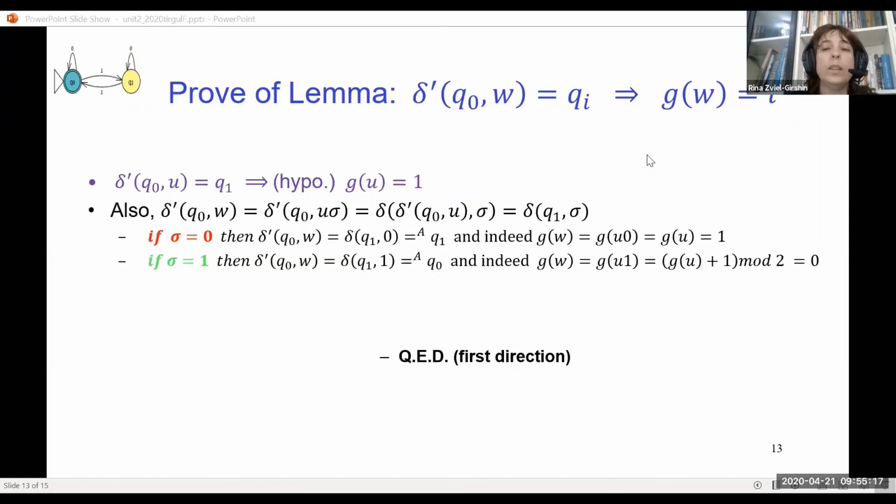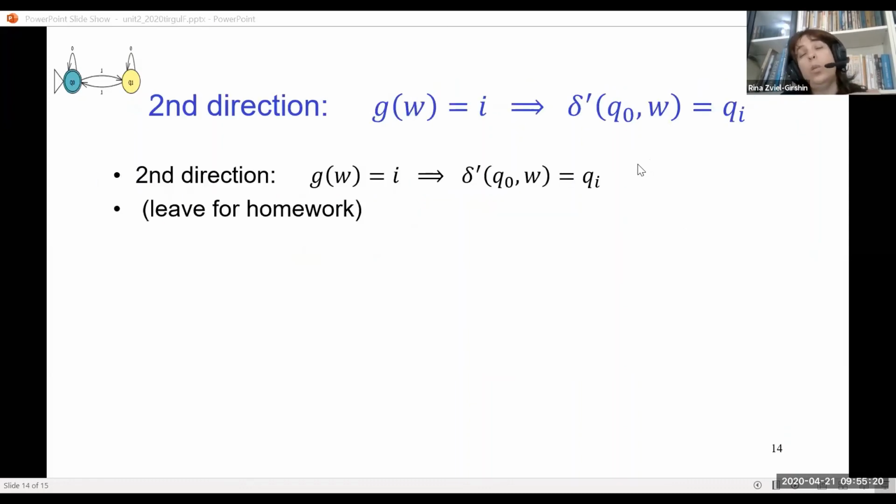Okay, so the next step, you need to prove the second direction, and it will be your homework. You need to start with function G of W equals 1 or equals 0, and you need to show that you have the same meanings moving to Q0 or moving to Q1 in your automaton. Yesterday, I was asked, do you have to prove this direction by induction also? Definitely. This direction, the second direction, you have to prove also by induction.